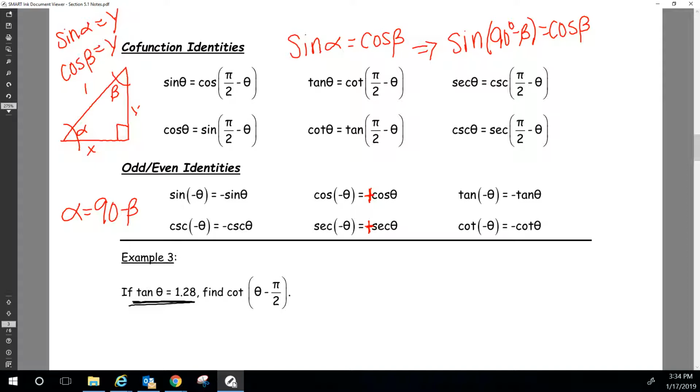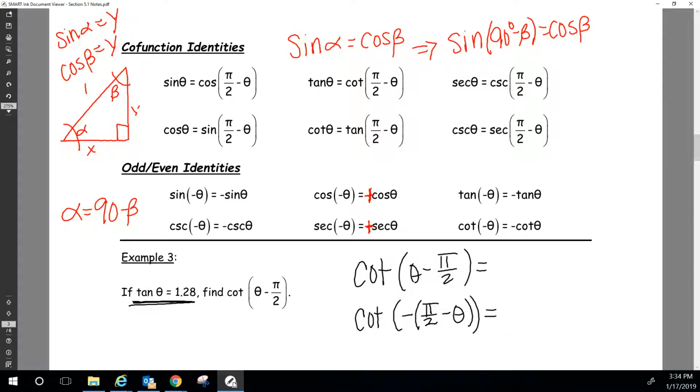So what can I do to cotangent theta minus pi over 2? I want this guy to be pi over 2 minus theta. In other words, I want to change the signs of both of these. I need this guy to be negative, this guy to be positive. So the way that we learned to do that back in Algebra 1 was to factor out a negative sign. All right, let's check ourselves. Negative times pi over 2 would be negative pi over 2, minus a minus theta would be positive theta.